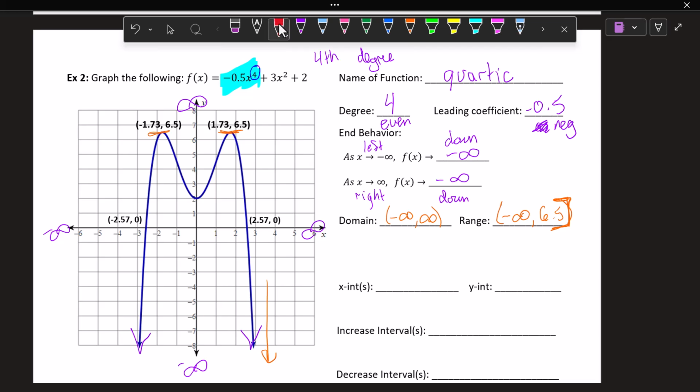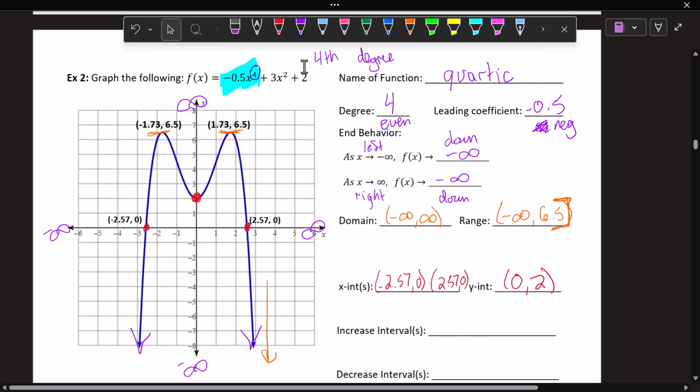The x-intercepts, negative 2.57 comma 0 and 2.57 comma 0. Just these 2 points. They're not necessarily nice numbers, but they work. The y-intercept is right here in the middle, and that would be 0, 2. Make sure they're ordered pairs, not just one number.